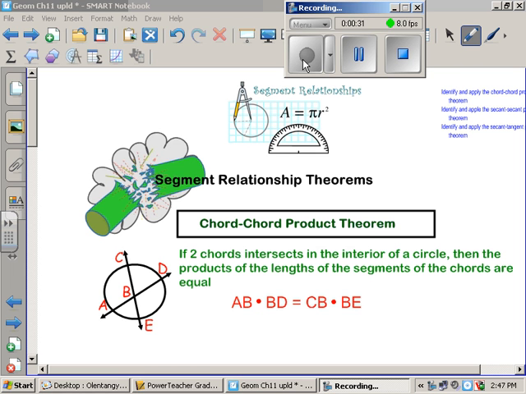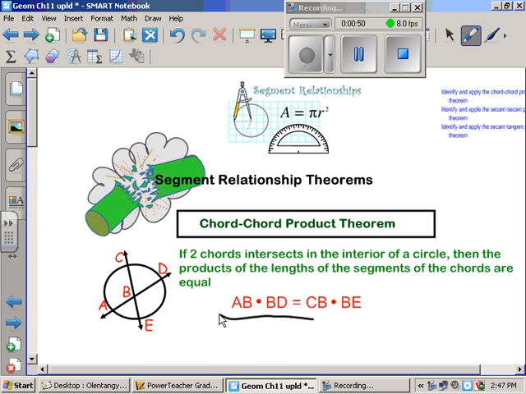And that says that if two chords intersect inside a circle, so do you see how chord CE and chord AD intersect? Then the product of the pieces of the chord are equal. So if you look over here, AB, this piece right here, times BD equals the product of CB and BE. All right.